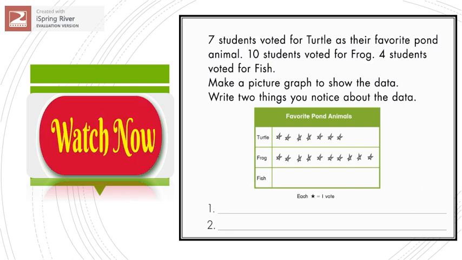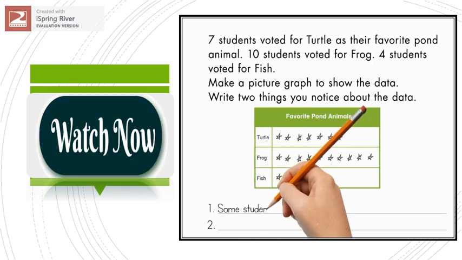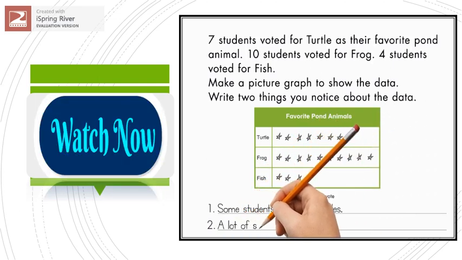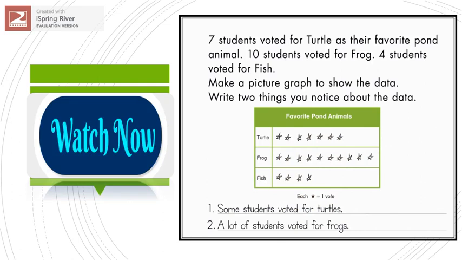Listen and look for students who make a picture graph that accurately displays the data and who write general statements about the data. To encourage these students to make comparisons or draw conclusions that are more specific, ask guiding questions such as, did more students vote for frogs or for fish? How many more? Did fewer students vote for turtles or for frogs? How many fewer? How can you tell which pond animal the most students voted for? How can you tell which animal got the fewest votes?